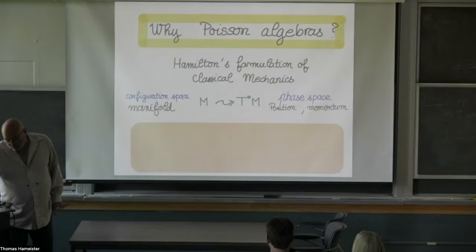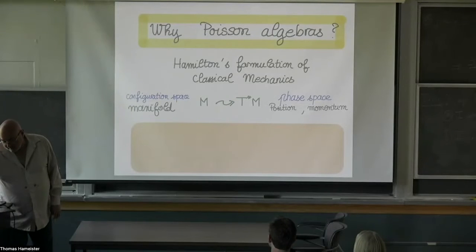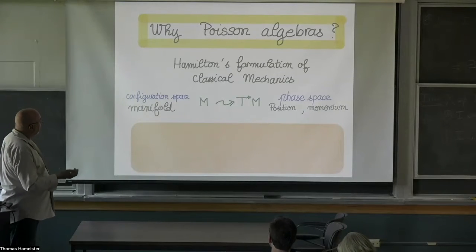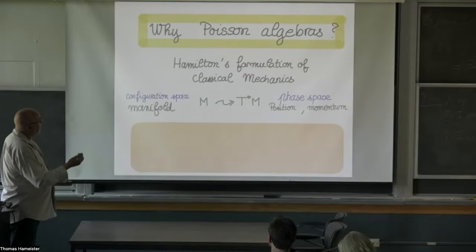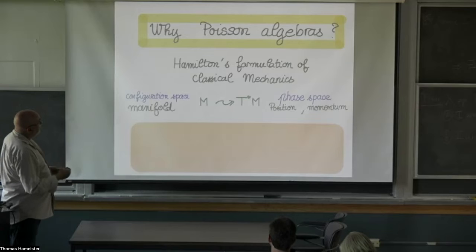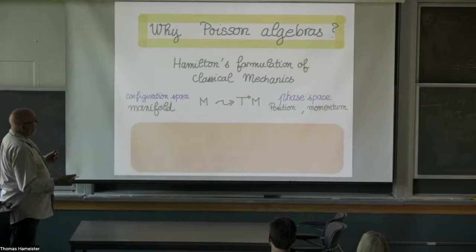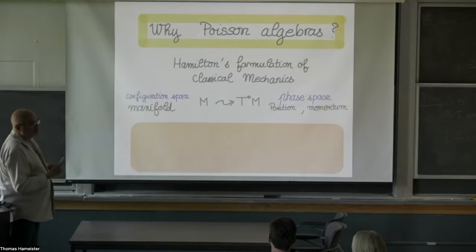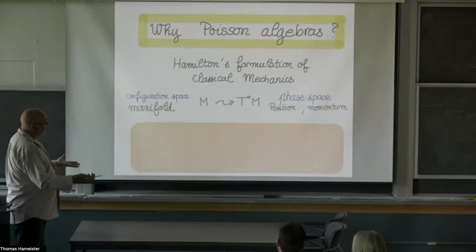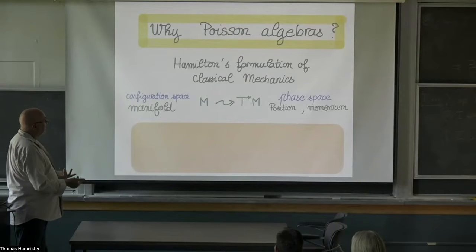Okay. So what is important is Hamilton's formulation of classical mechanics. Let's wave my hands a little bit. If you want to study mechanics, you start with a manifold and a particle, a point moving in this manifold. This space is usually called the configuration space. The point of Hamilton was to say that it's quite important to consider the phase space, which is the cotangent bundle rather than the tangent bundle. This cotangent is called the phase space, and we consider the positions and the momentum.